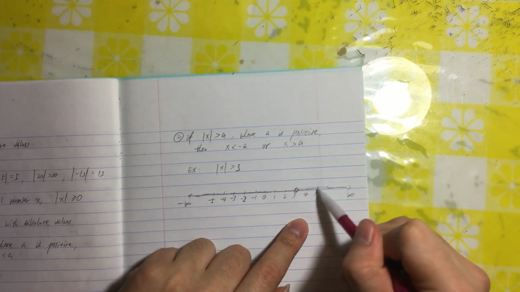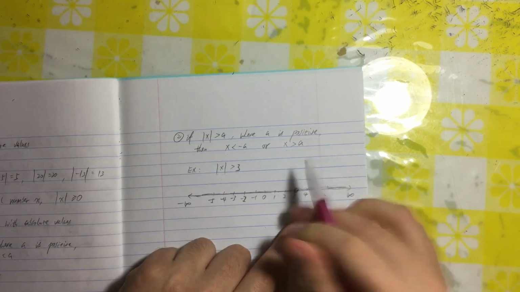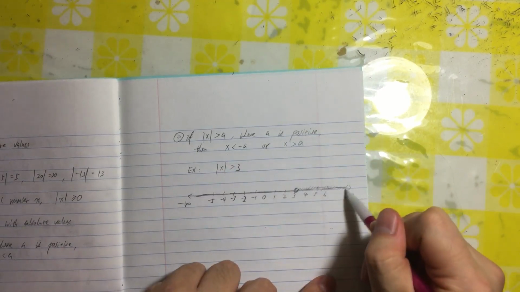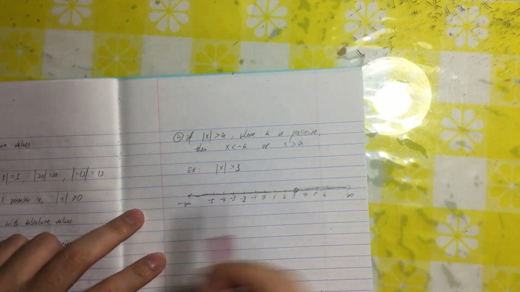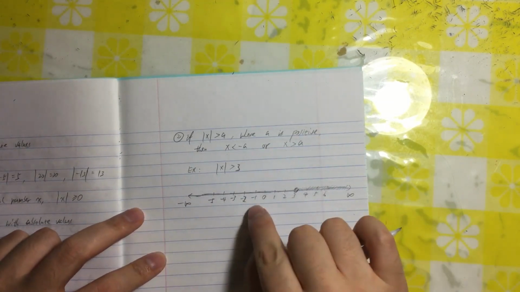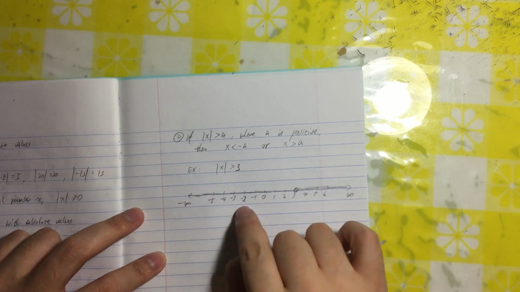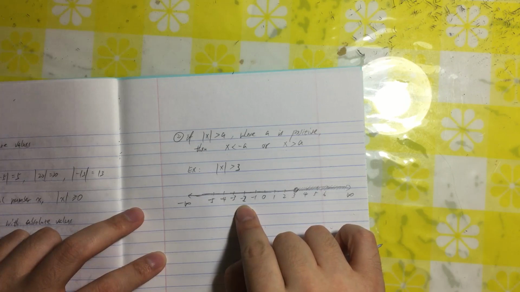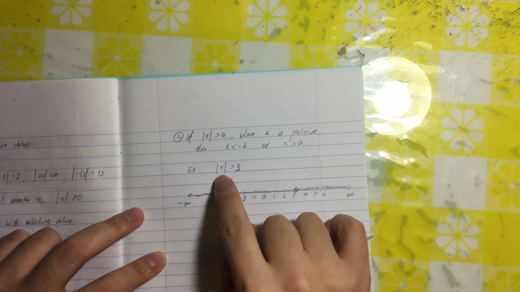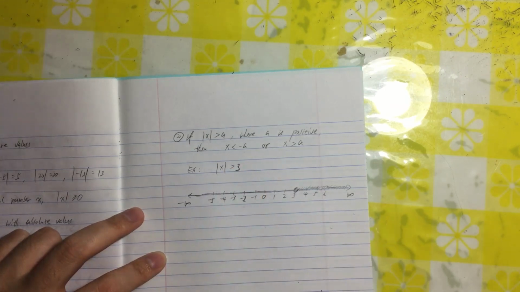All numbers here satisfy the inequality. Now on the other side, let's test negative numbers. The absolute value of negative 1 is 1. 1 is not greater than 3, so that's a bad point. The absolute value of negative 2 is 2. 2 is not greater than 3, so that's a bad point.